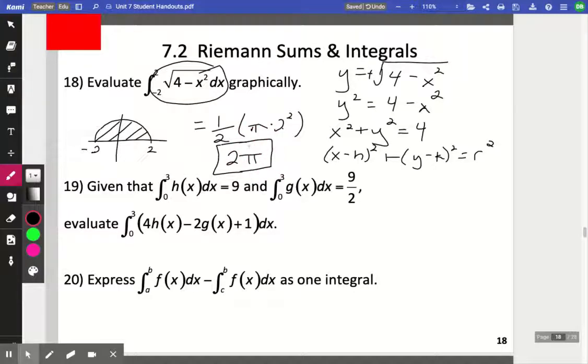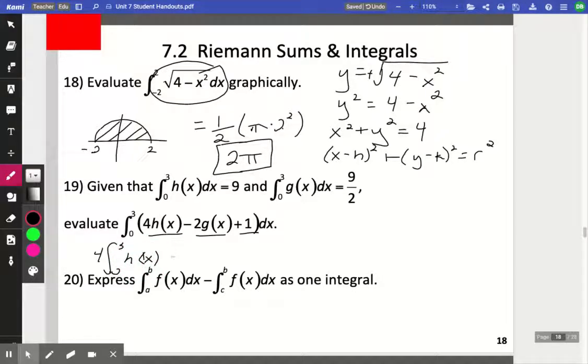Next example. Given that the integral from 0 to 3 of h of x dx is 9, and the integral from 0 to 3 of g of x is 9 halves, what would the integral from 0 to 3 of 4h of x minus 2g of x plus 1 dx be? First, we recognize these three things are added or subtracted, so we're just going to integrate them separately. Also, 4h of x is like 4 times the integral from 0 to 3 of h of x.